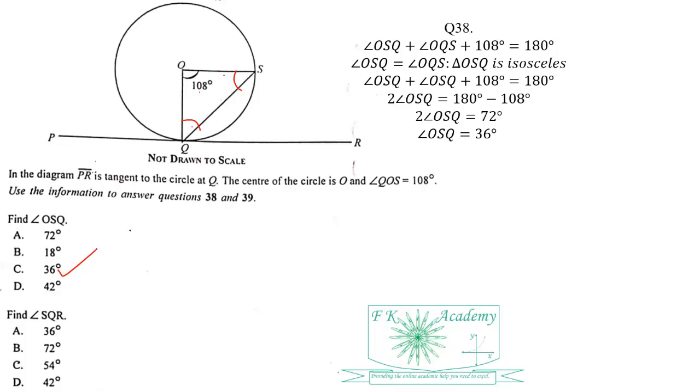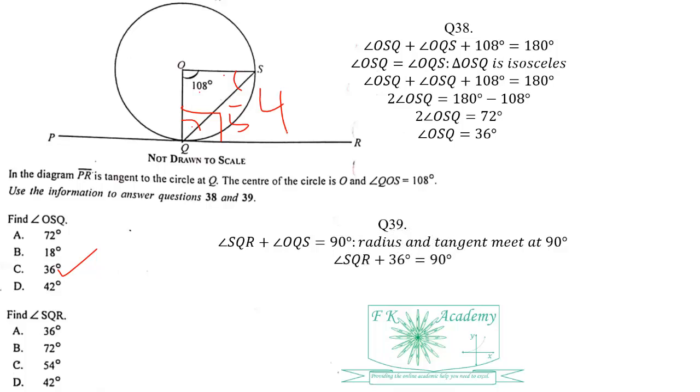Find angle SQR. The tangent and the radius make a right angle, or 90 degrees. So that the two must add up to 90. So this is 54 degrees.